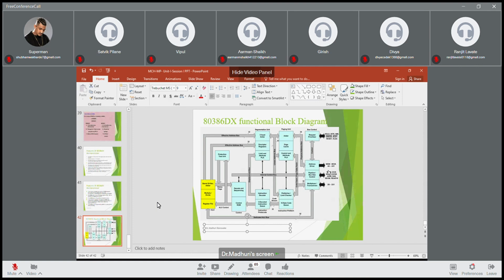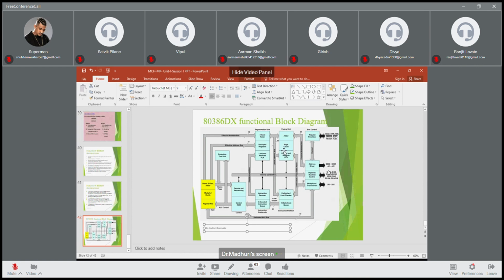Now, this is the first part of the 386 architecture. The second is the memory management unit. In the memory management unit, you have 2 blocks, the segmentation unit and the paging unit. The third one is the BIU, that is the bus interface unit. In the bus interface unit, you have all the bus control. So the total architecture is divided into 3 parts: the CPU, the MMU, and the BIU, the bus interface unit.